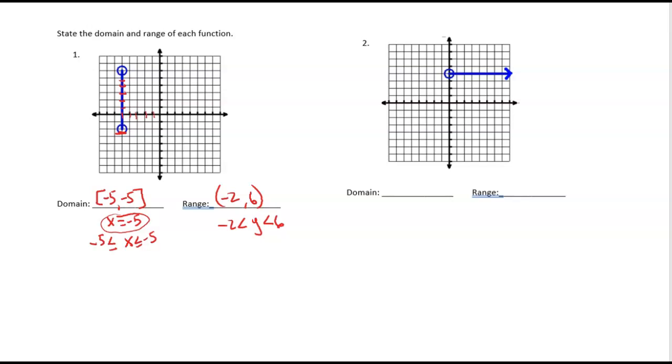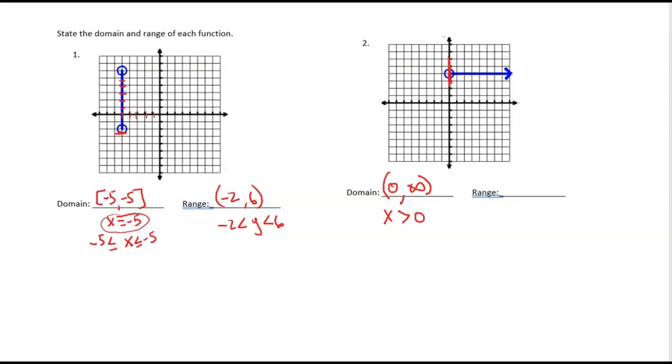All right, looking at number 2. Again, this is a horizontal line. This looks like my smallest x, so I'm going to start at 0, and it looks like it's going forever and ever, infinity. Parentheses always go around infinity, and parentheses around the 0 because there's an open circle. I could also write that x is greater than 0 as my inequality.